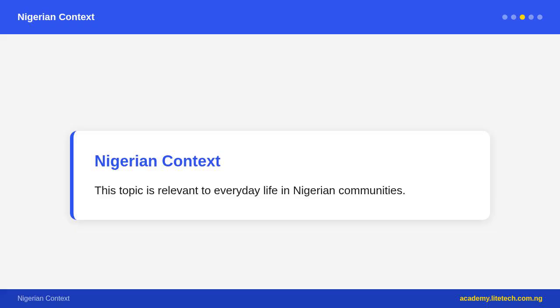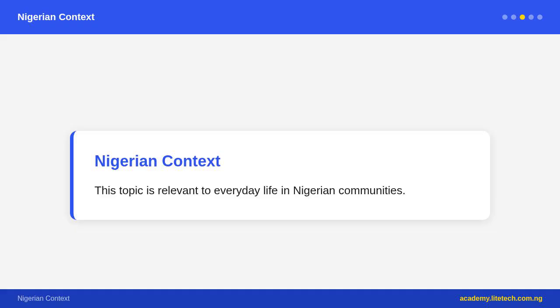Now let us look at associations and organizations. An association is a formal or informal group formed by people with shared interests, goals, or occupations. Associations have more structure than informal peer groups. They often have constitutions, elected officers, regular meetings, and defined membership criteria.